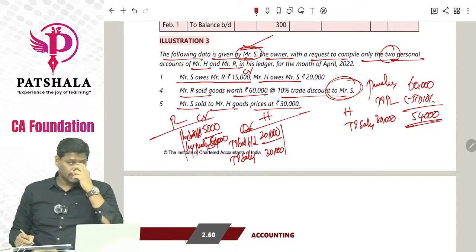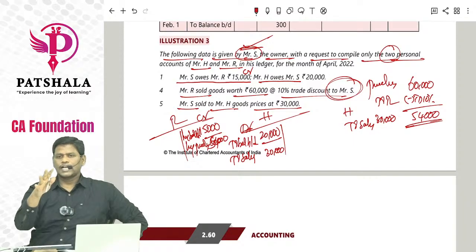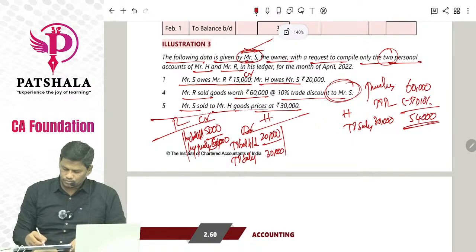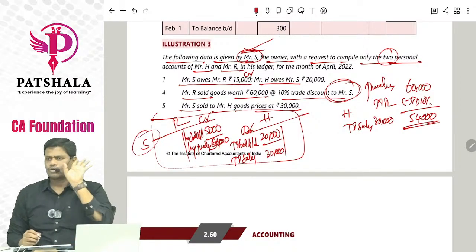Okay? Understood? So the transaction related to H, write in H. The transaction related to R, write in R. And in whose books are we writing these two? These two you are writing in S's books. Understood? Only 2 ledger accounts here.